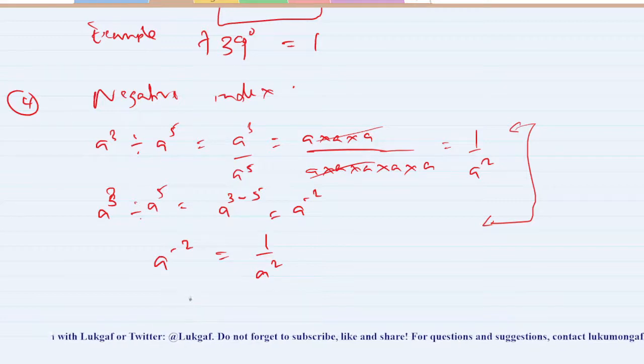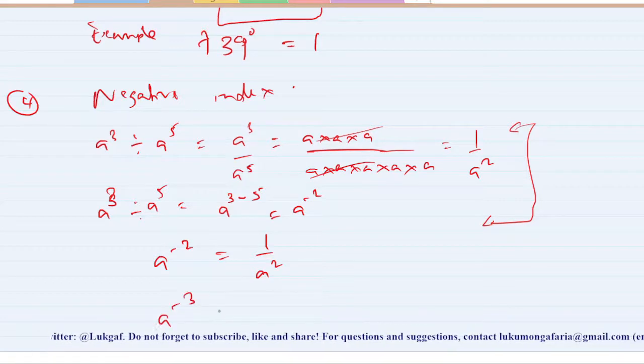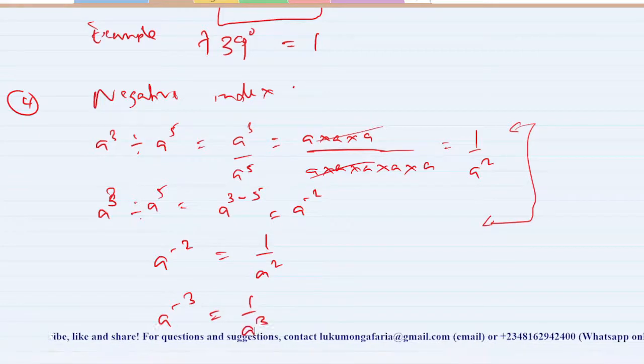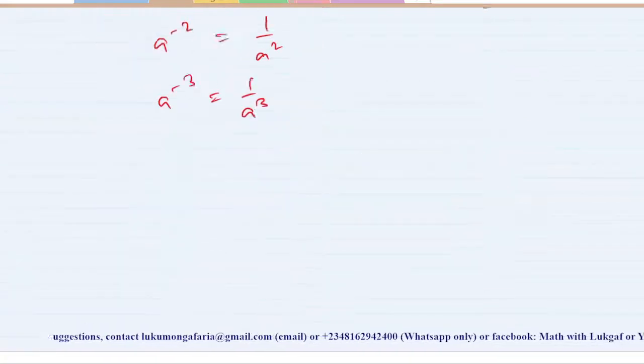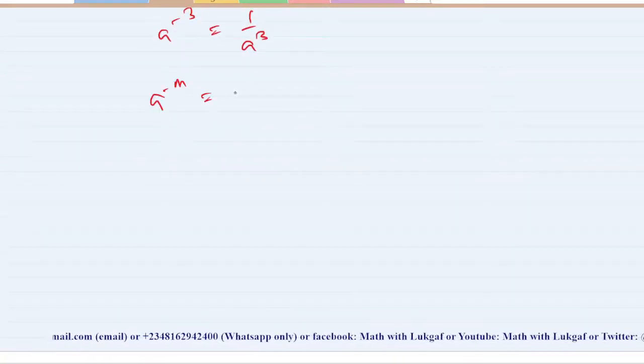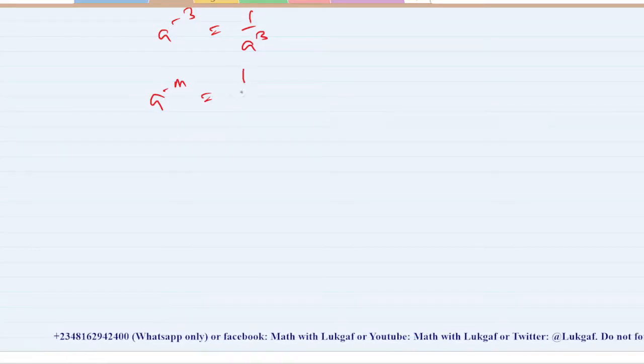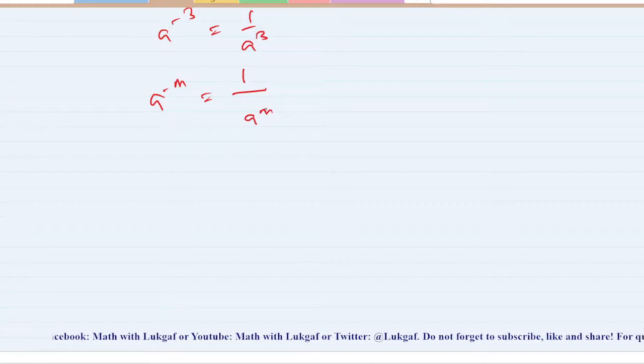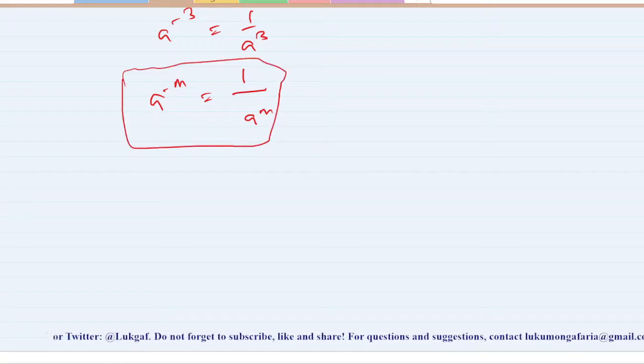If you have a raised power minus 3, don't stress yourself. That is going to be 1 divided by a raised power 3. So in general, when you have a raised power minus m, so then your negative, that's going to be 1 divided by a raised power m. That is the negative index. Give the reciprocal of the quantity.